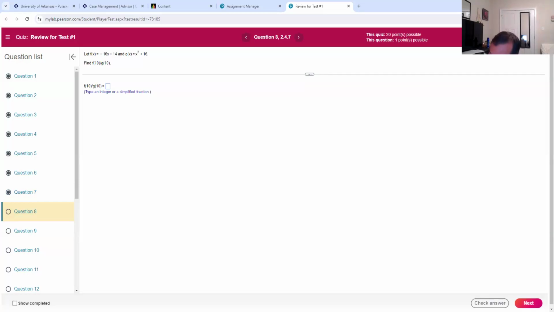All right, y'all, so let me write this. So f of x is going to be negative 16x plus 14. g of x is going to equal x squared plus 16. They want me to find f of 10 divided by g of 10. And then notice on the answer blank, it says type an integer or simplified fraction. That means they don't want no decimals on this, okay? It's either going to give me a number or a fraction for this one.